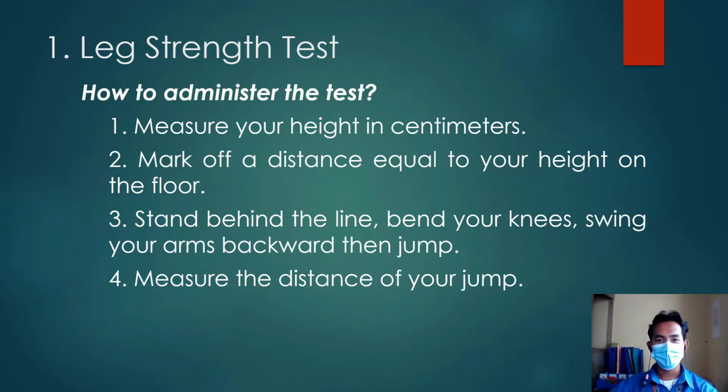Let's say for instance, ang inyo pong height is 1.6 meters. So that is 160 centimeters. So yun din po ang imamark ninyo sa floor. And then after that, stand behind the line, bend your knees, swing your arms backward, then jump. So tatalon po kayo. Simula po doon sa other end ng inyong line na ginawa, towards doon sa other end po ng line. And then, you are going to measure the distance of your jump.